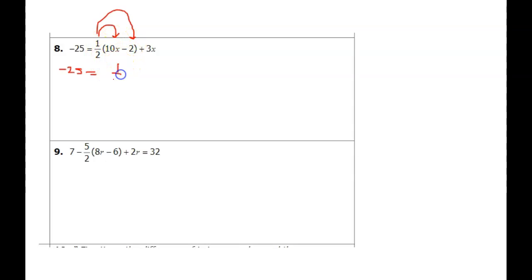It's going to be 1/2 times 10, and I'm keeping the x, and I'm writing my x variable big just so I don't get confused. And then minus 1/2 times negative 2. Now, remember when I multiply fractions, guys, if I have a whole number, I just put it over a 1.